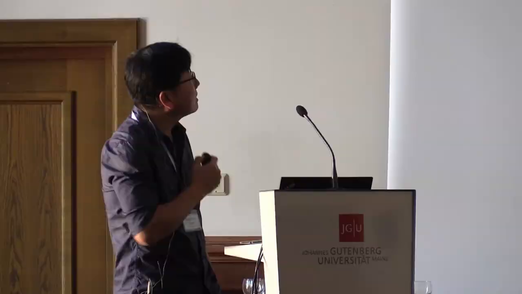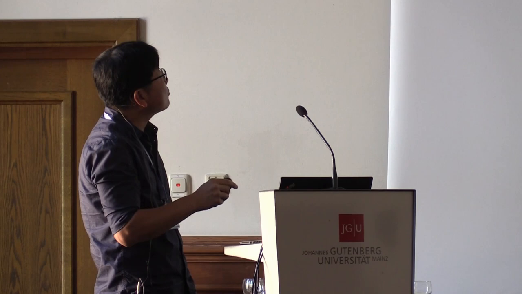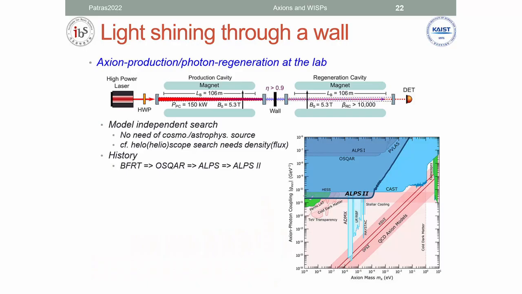Then there are light shining through the wall experiments. Basically, we can generate an axion using a very high power laser, and then detect it on the other side of the wall. So basically we generate the axion in the lab. This approach is model independent.